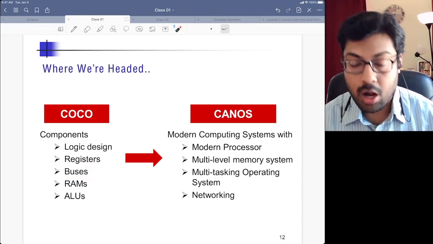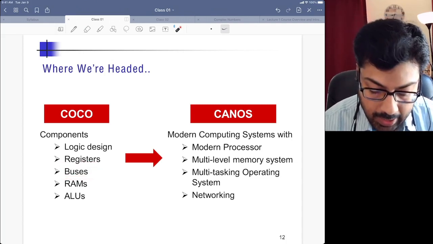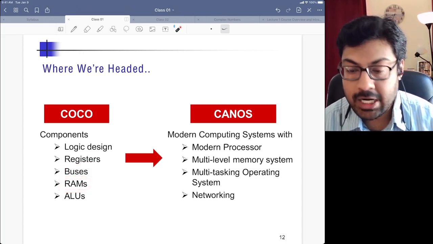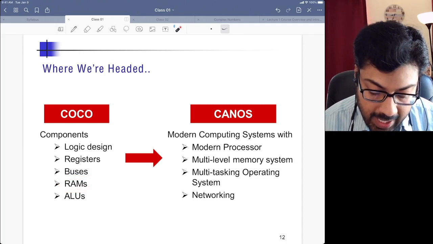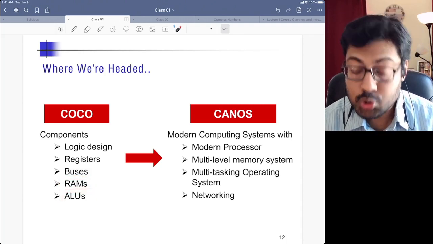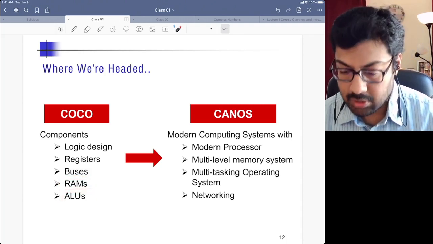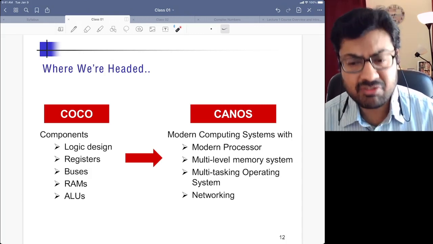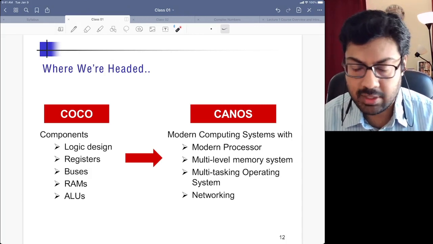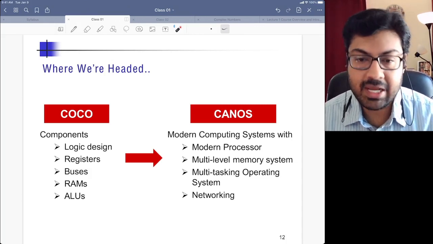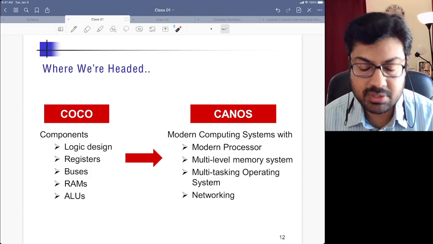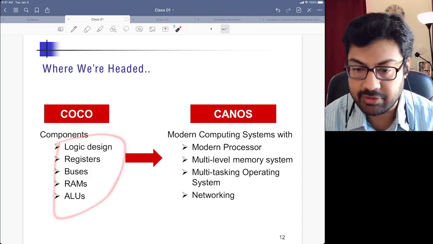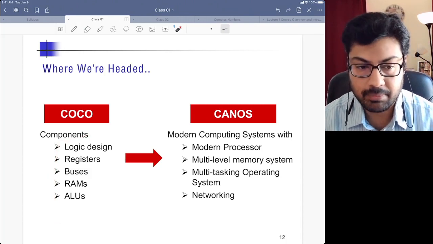Buses, in order to talk between components, move data between components. The concepts of static and dynamic RAM. And we also did studios, at least, in my studios, you guys had designed a very simple 4-bit ALU, which can do some logical operations and maybe an addition operation. That was our simplified ALU. So that's where we were when we were talking about computer components and operations.